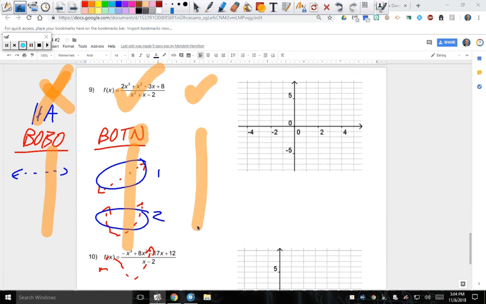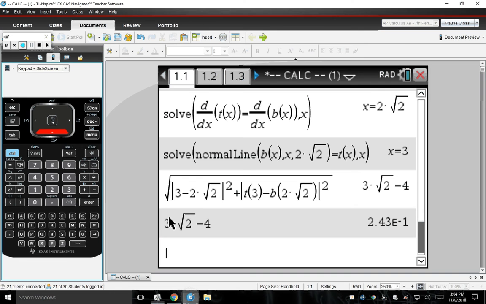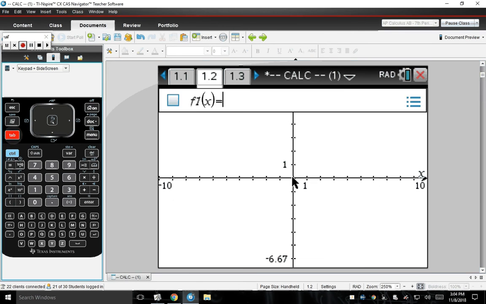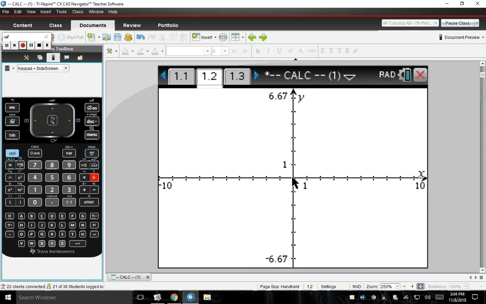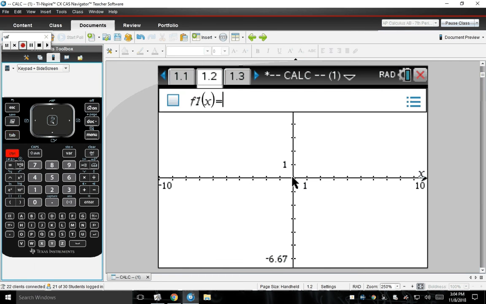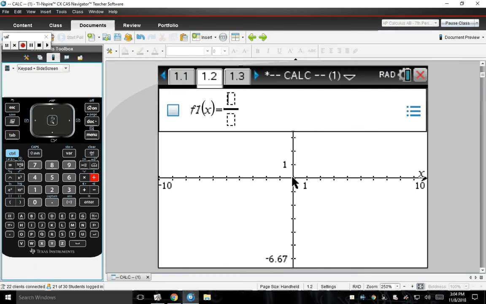How do you plug this into the calculator to get the graph? The function looks like this. Go to your graphing calculator, and then just press tab, control, divide, and then you're just going to put it right there where the graph says f of 1. Everything will be there. Cool?